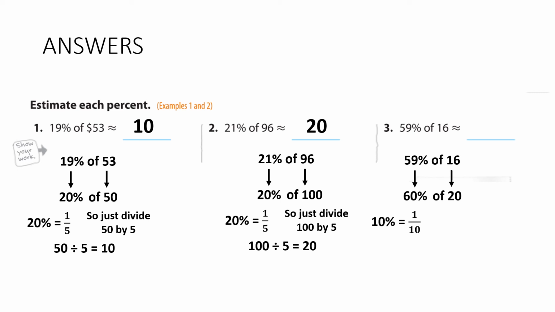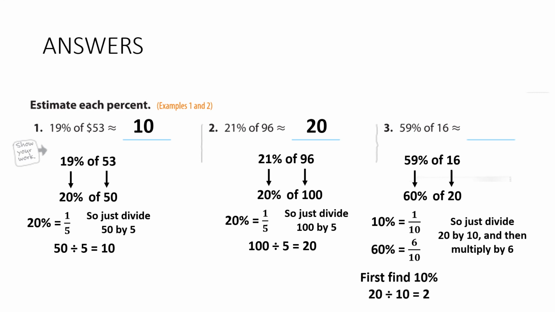To find 10% of 60, we just divide by 10, and then since 60% is equal to 6/10, we'll then multiply by 6. So I'm first just going to divide 20 by 10 to find that 10%. 20 divided by 10 equals 2. And then because 2 times 6 is 12, 59% of 16 is approximately 12. I did that there because there will be 6 10% amounts. So I find 10% and then I multiply by 6 to find out what 60% of 20 is equal to.